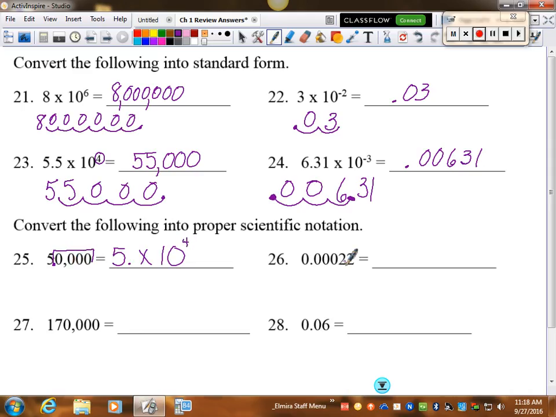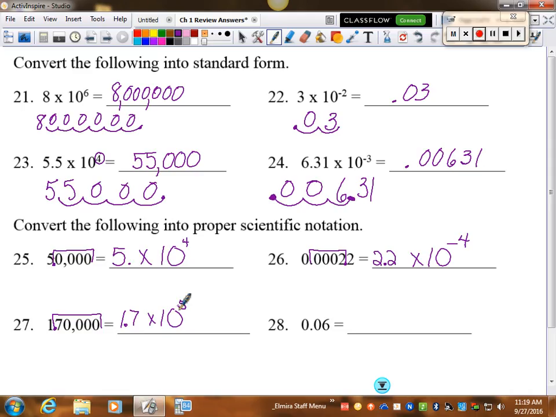The next one, we have all zeros, we hit a 2, so after that first number, 2.2 times 10, 1, 2, 3, 4. Now it's the -4th power because this is a decimal. Number 27, we're going to put a decimal after the 1, 1.7 times 10 to the 1, 2, 3, 4, 5th power.